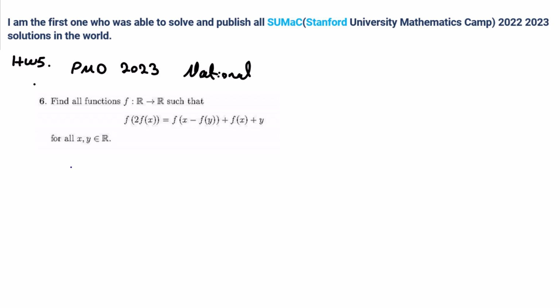Here, for example, we have this complicated term and this complicated term, right? And f is from real numbers to real numbers. So x is equal to y is equal to 0. So f of 2 f of 0 is what? F of negative f of 0 plus f of 0 plus 0.